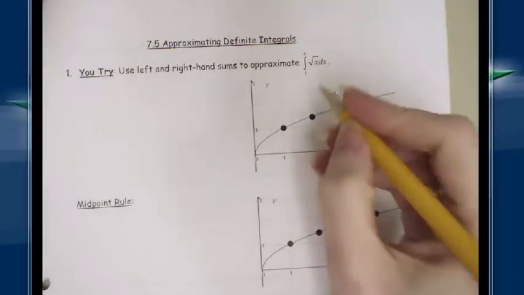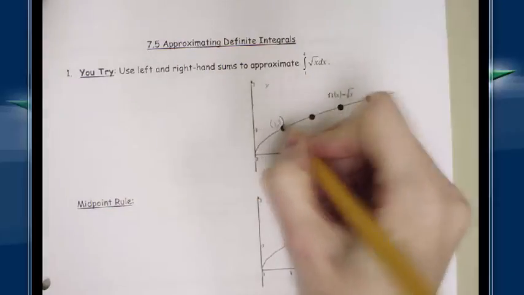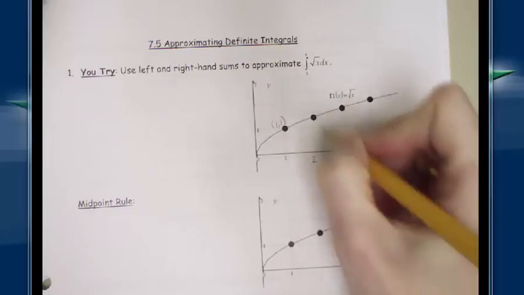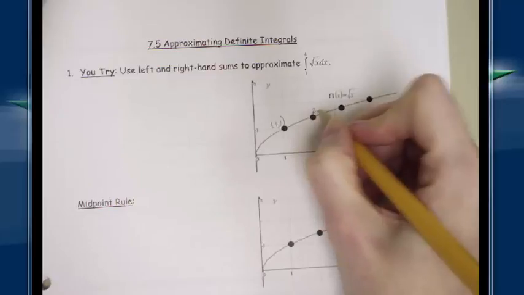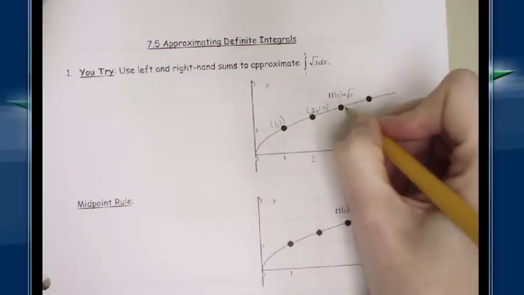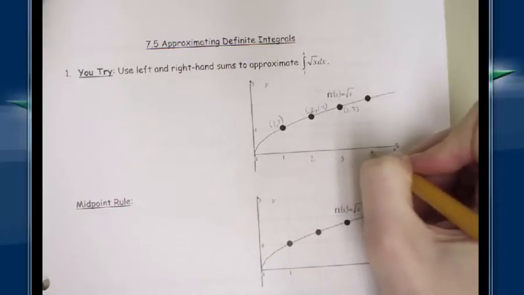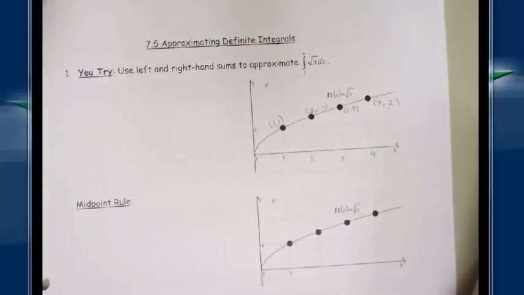To have less stress on everyone, let's just label what these points are. This is 1, 1. This is the point 2, 1.4. This is 3, 1.7, and this is 4, 2. That way we don't have to fight about what they are. So you'll go through, find a left hand, right hand.